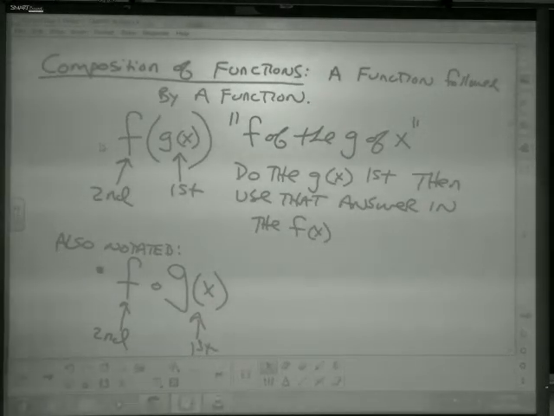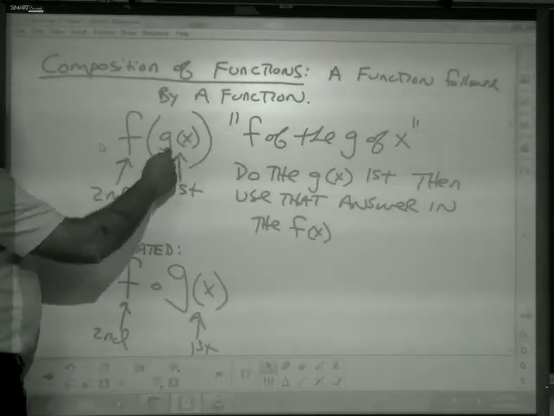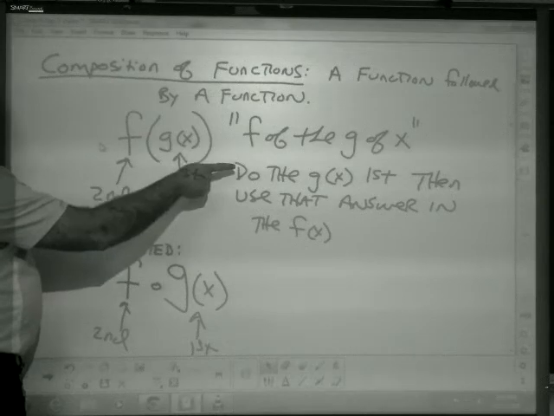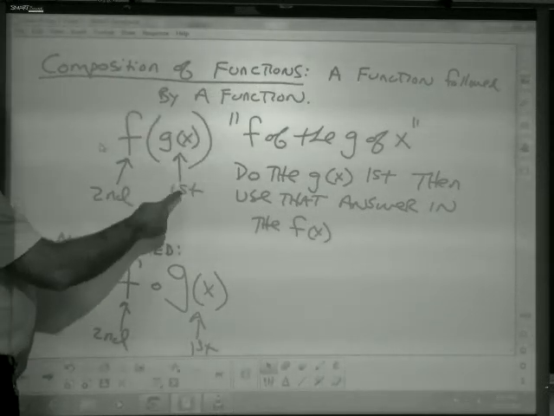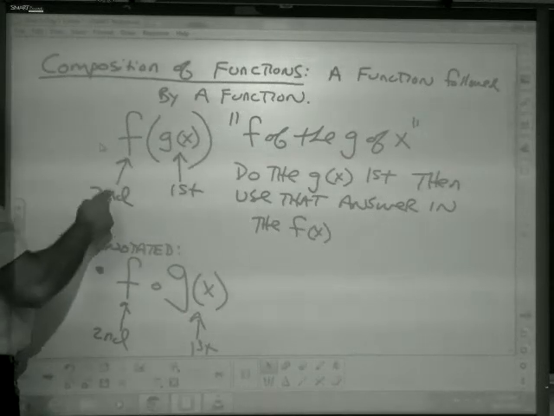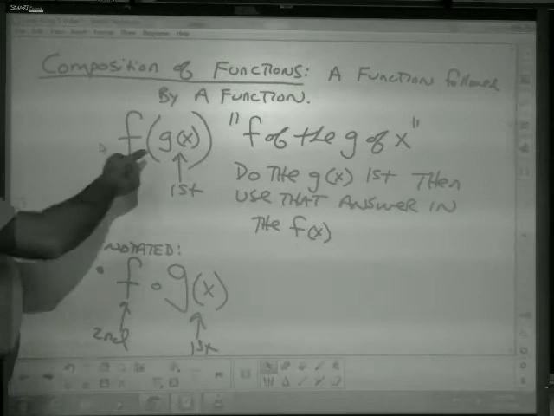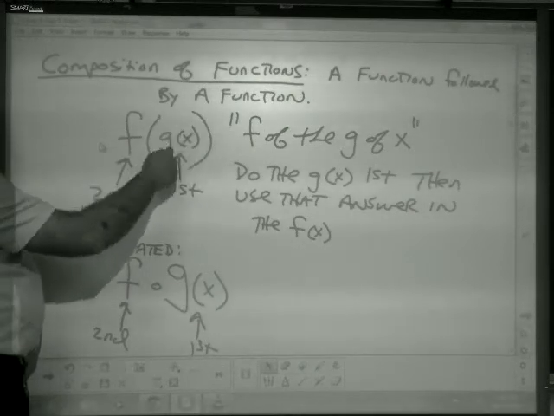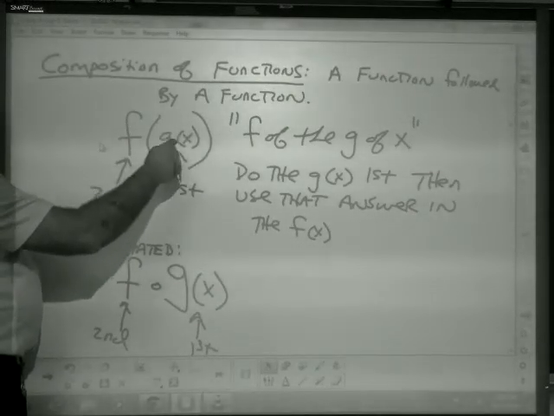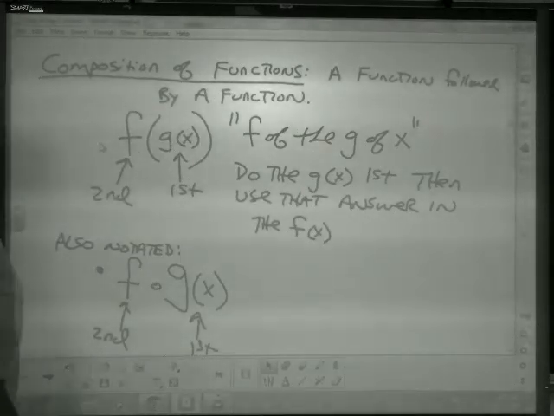So just like you did with geometry, you have to do something first. We do what's inside the parentheses first. So we do the g of x first, and then use that answer for the f of x. So we're going to do this function, evaluate it, get an answer, and then apply it into the f function. Watch.